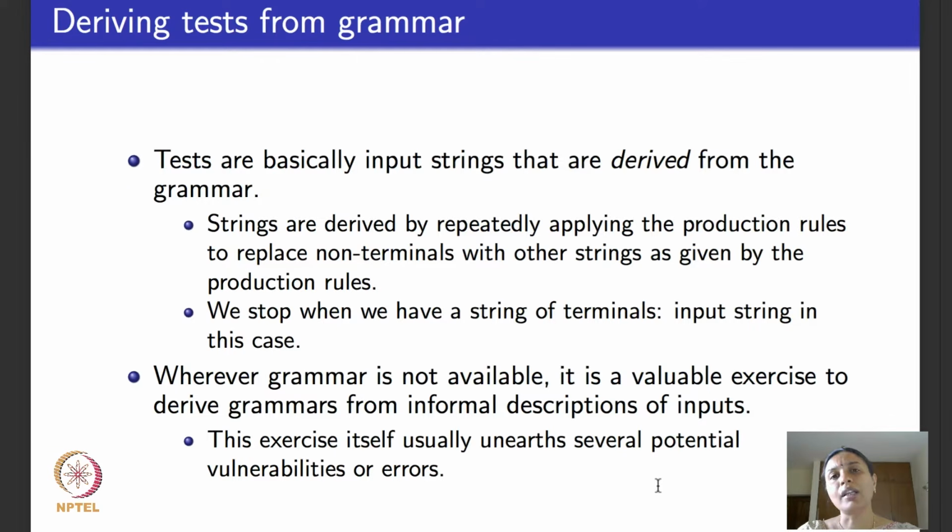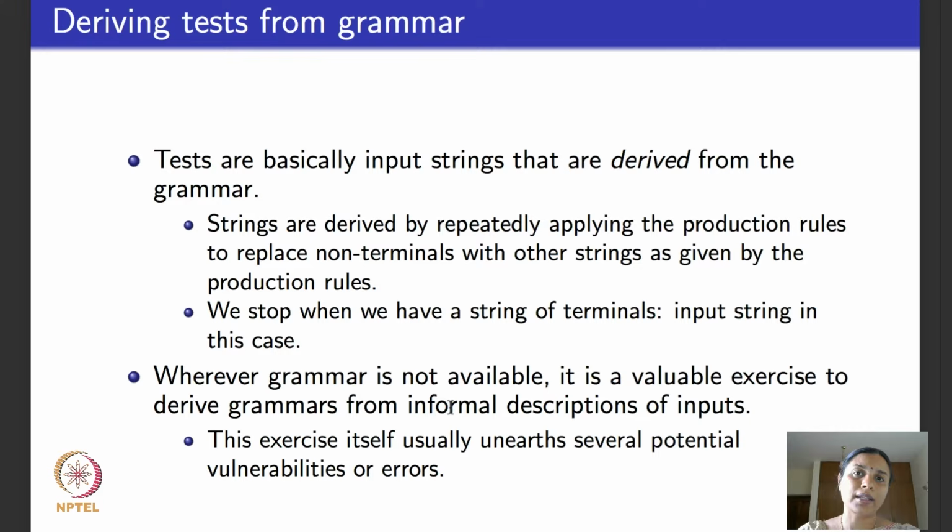Keep applying production rules by picking one non-terminal that is available at any given point in the string derived so far. Replace that non-terminal by picking an appropriate rule that replaces that non-terminal with another string. Keep doing this till you are left only with a string of terminals. In other words, no more non-terminals to replace. When you stop there, that's the string that you derive, and that belongs to the input space corresponding to the grammar that is given for that particular software artifact.